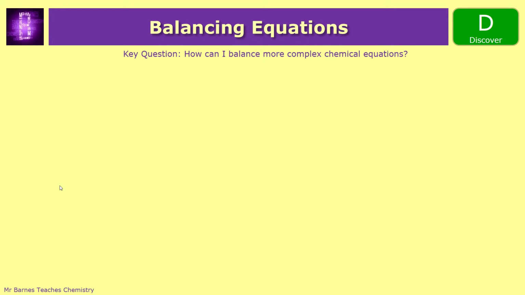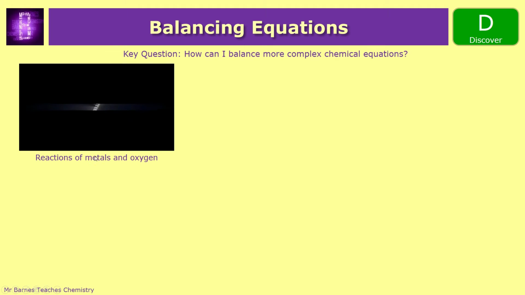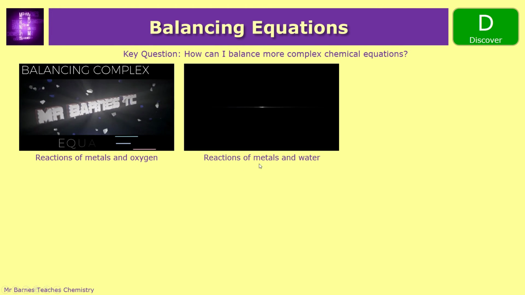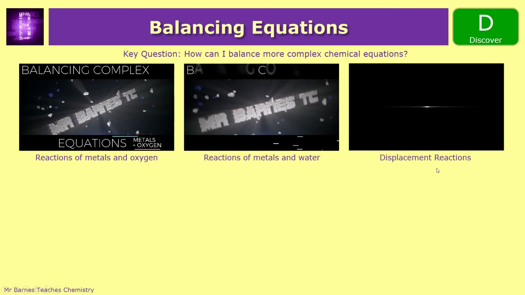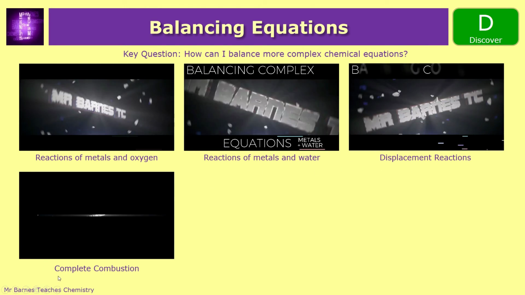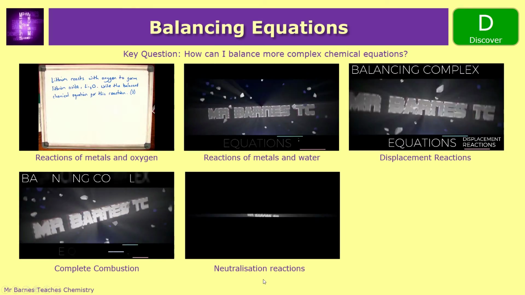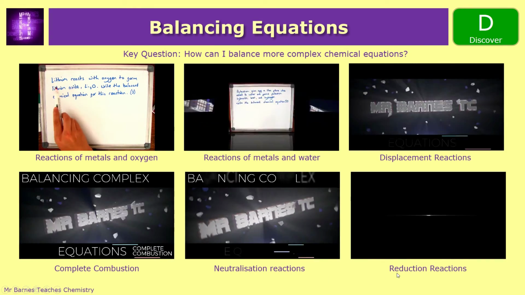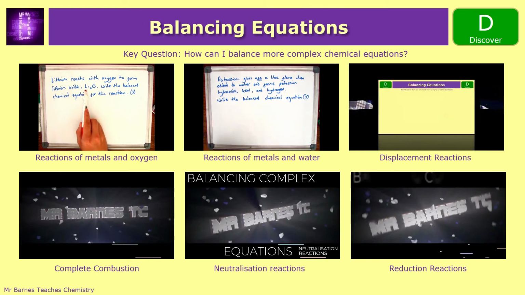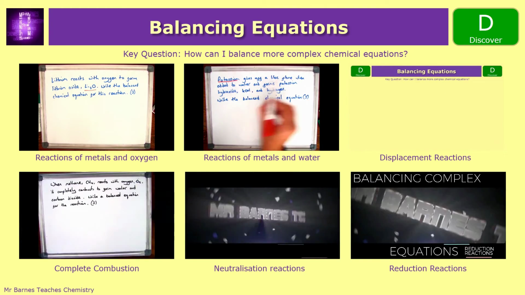Okay, that brings us to the end of this part of the video. However, it doesn't stop there with balancing equations. What I've done is I've prepared 6 extra videos which go into detail on the 6 areas where you need to be able to balance the chemical reactions and also write them if you're going for the top marks. So, the ones you need to be able to do are reactions of metals and oxygen, reactions of metals and water, displacement reactions, complete combustion, neutralization reactions, and reduction reactions. So, click on any one of these videos now and have a go and see how well you do.